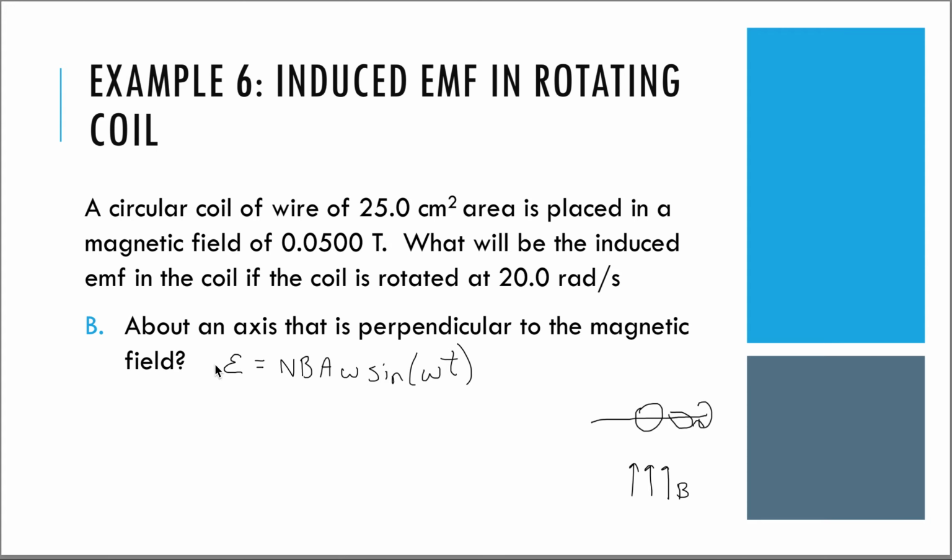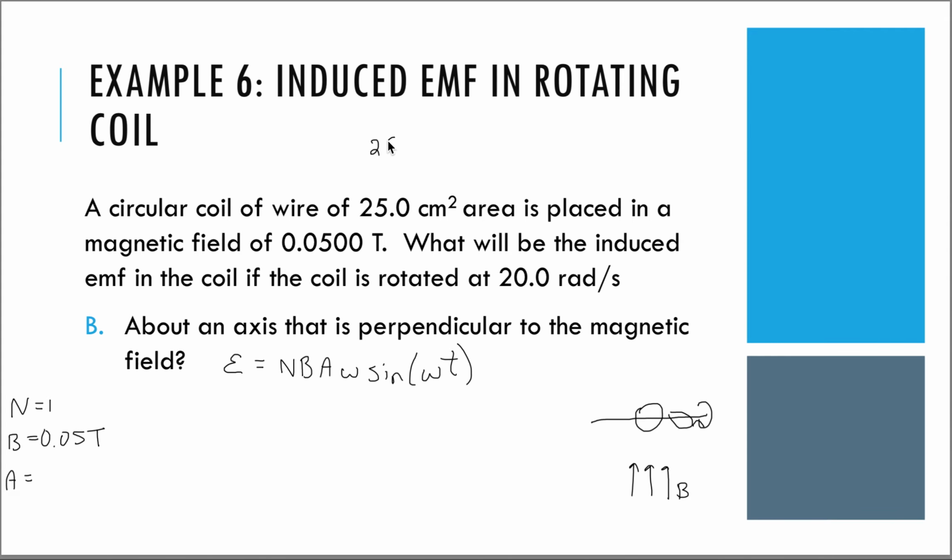So let's see what we can plug in here. N is the number of turns. There's only one. N is equal to 1. It just is a coil. B is the magnetic field, 0.05 teslas. A is the area. Let's go ahead and convert that to meters squared. So we have to divide by 100 squared.